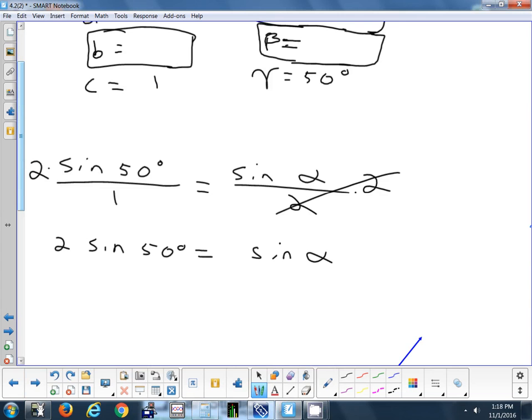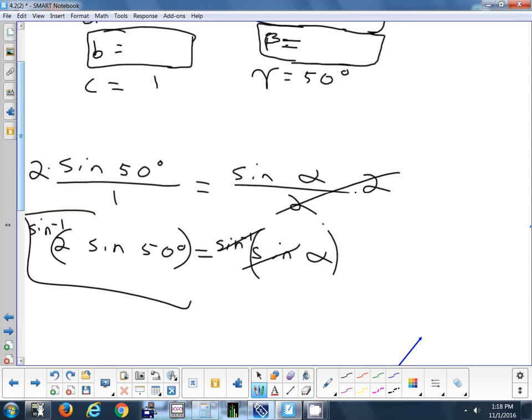What do we have to do to get rid of that sine? I'll give you a hint. We can't divide by sine because it's a word. It's a function. So we need another function that cancels out the sine function. Inverse sine. Okay, so we're going to take the inverse sine of everything on the right. That's gone. Take the inverse sine of everything that's on the left. Okay, so this is what we need to type in.